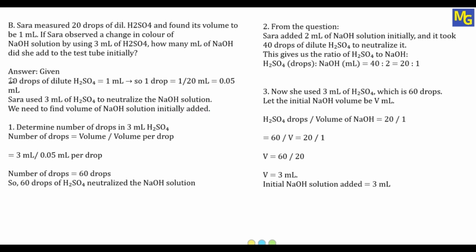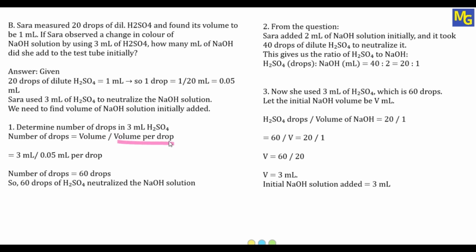So, by using this, now we will start. We will solve in steps. Step 1: Determine the number of drops in 3 ml H2SO4. First we will determine the number of drops, because everything is given in terms of drops. So first we will find out how many drops are there in 3 ml of H2SO4. Number of drops is equal to total volume divided by volume per drop.